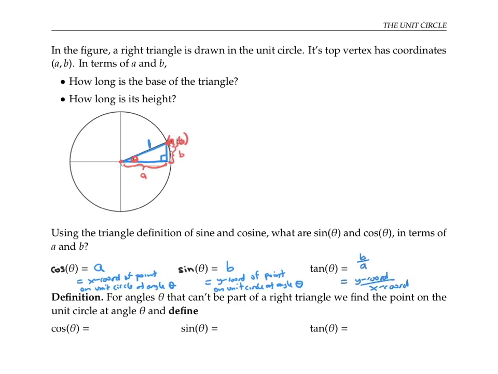Now for angles theta that can't be part of a right triangle because they're too big, they're bigger than 90 degrees, like now I'll call this angle here theta, I can still use this idea of x and y coordinates to calculate sine and cosine of theta. So if I mark this point on the end of this line at angle theta to have coordinates x and y, then cosine theta I'm still going to define as the x-coordinate of this point, sine theta as the y-coordinate, and tangent theta as the ratio of the y-coordinate over the x-coordinate. When we use this circle definition, we always draw theta starting from the positive x-axis and going counterclockwise.